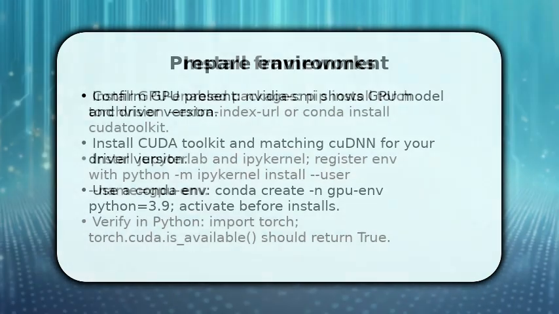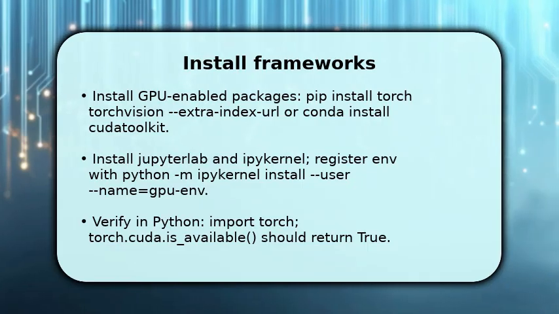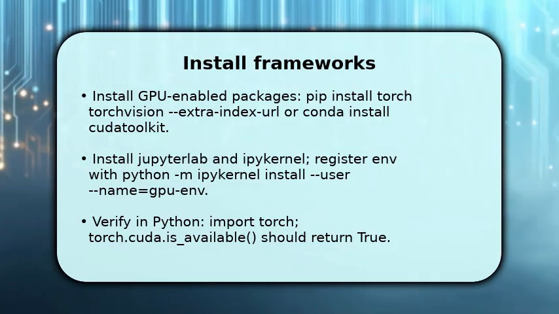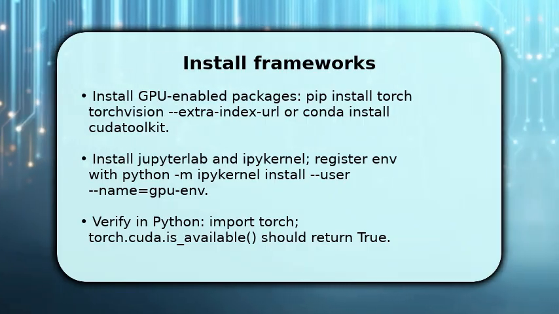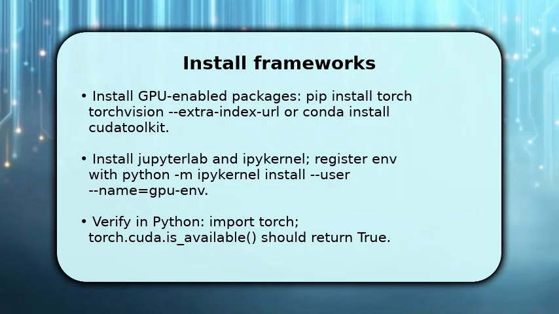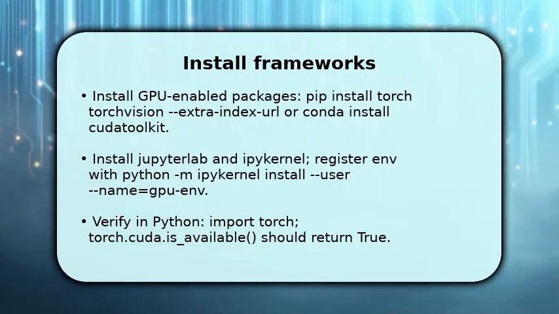Now you install the GPU-aware libraries and link your environment to Jupyter. Use Conda or pip to get the GPU build of your framework. For example, Conda install CUDA toolkit with matching versions or pip with the vendor index when needed.